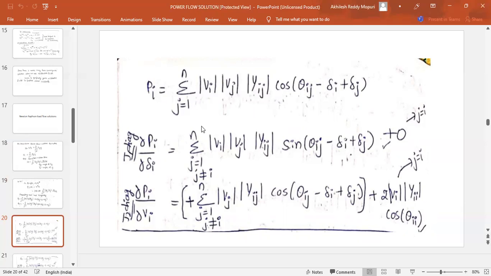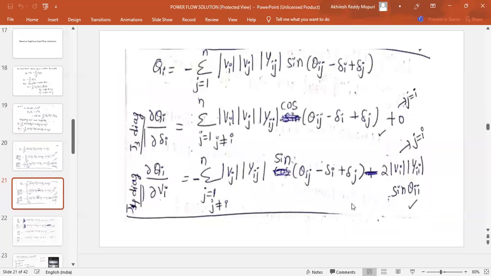When j is not equal to I, if you differentiate this with respect to Vi, it is like Ax. Differentiation of Ax with respect to x is A only. So this term will be gone. Summation j is equal to 1 to n, j not equal to I, Vj Yij cos theta ij minus del I plus del j. Now, similarly, we had Qi.